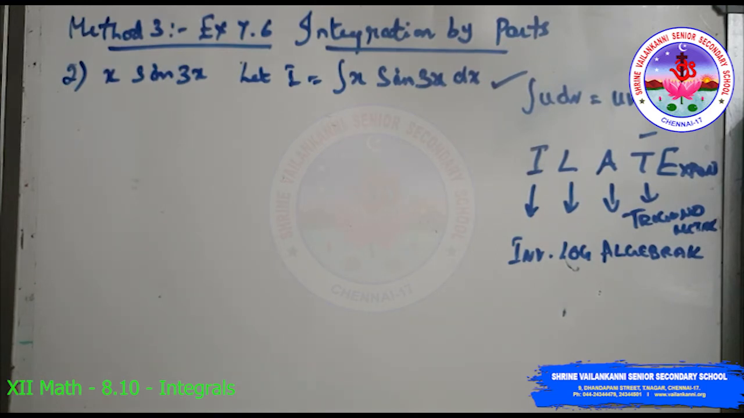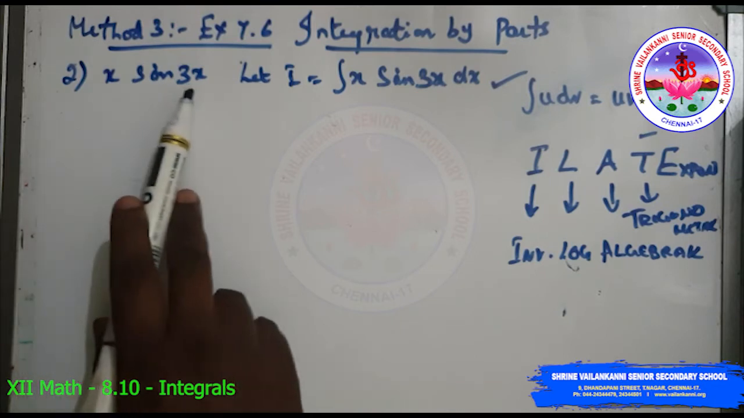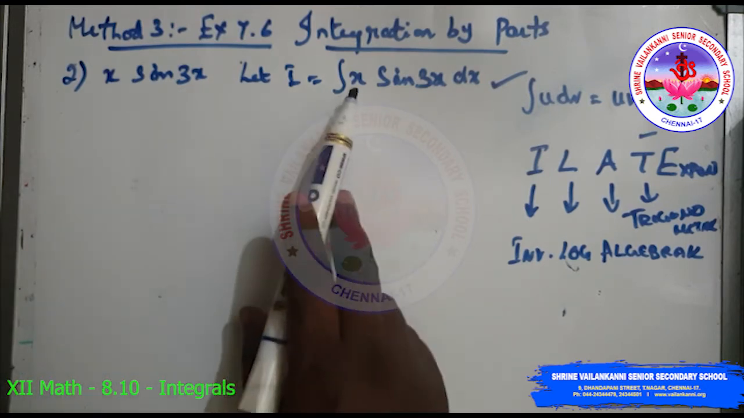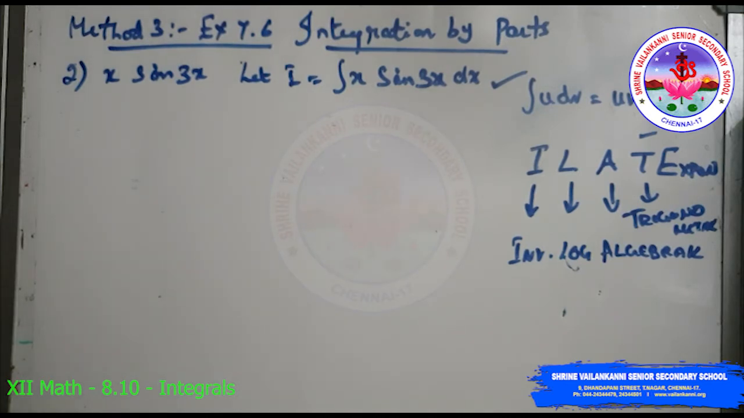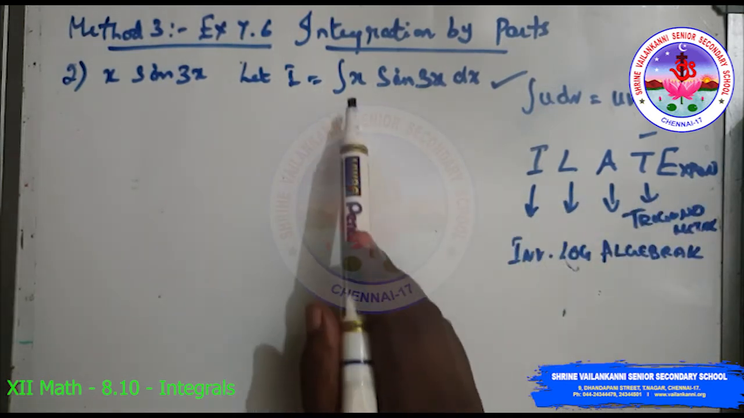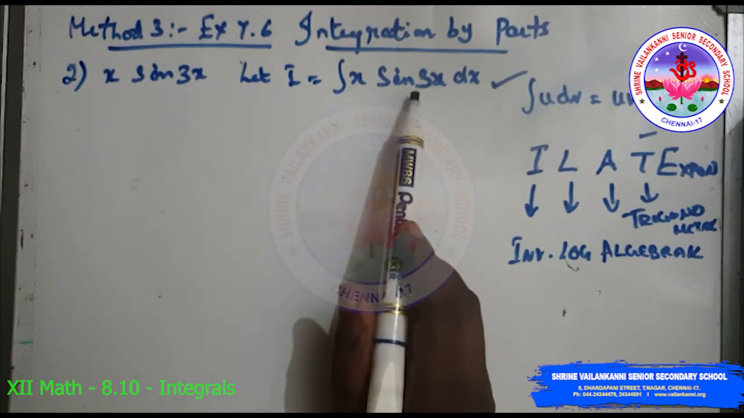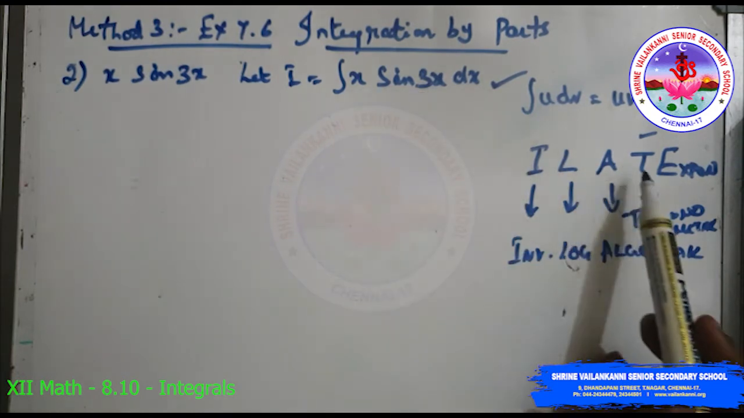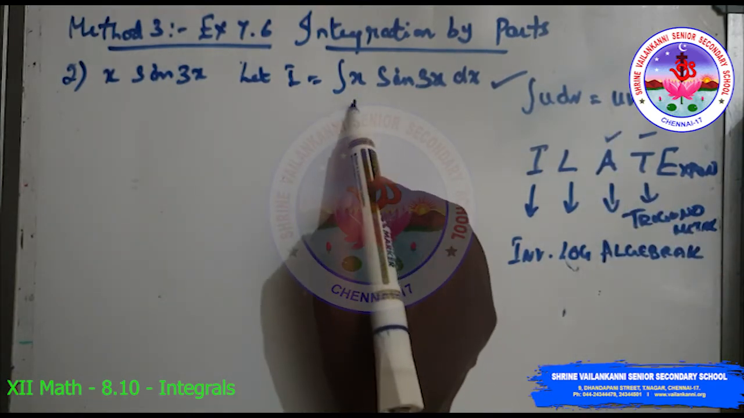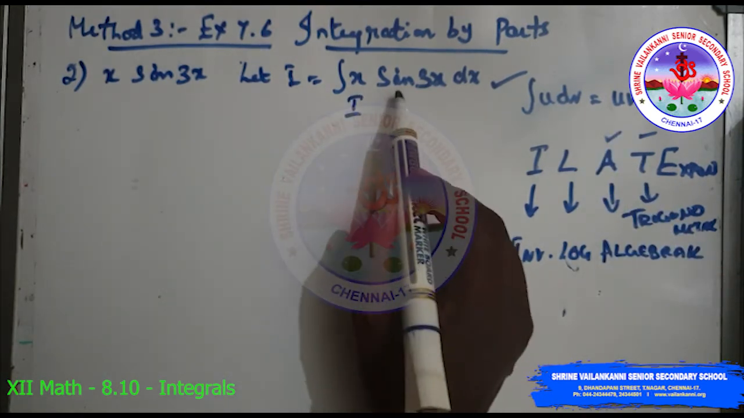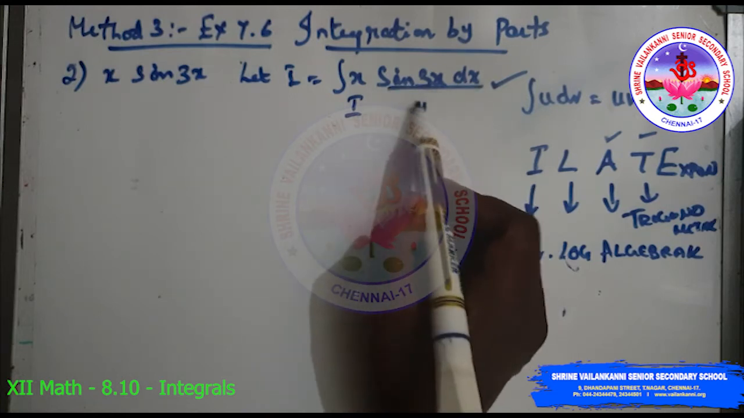Hope you all understood. Second question, find the integral of x into sin 3x. Let I equal integral of x into sin 3x dx. Using integration by parts, that is the ILATE method, x is an algebraic function and sin 3x is a trigonometric function. So algebraic function comes first. So I am taking x as the first part and sin 3x dx as the second part.